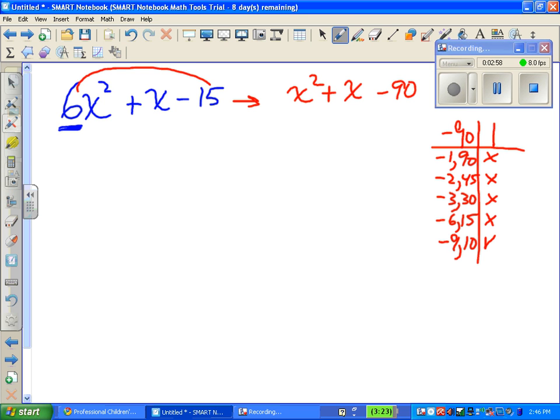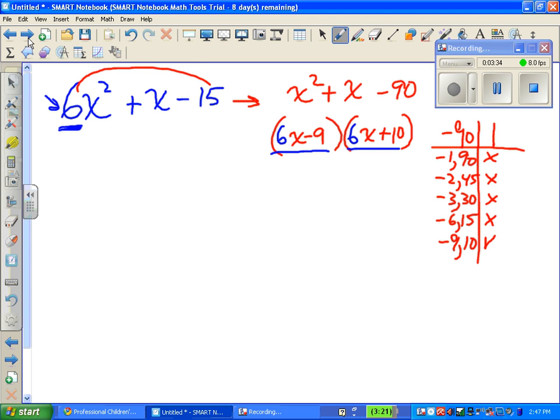So let's put those factors down. I have x minus 9 and x plus 10. But somehow I have to get a 6 back with what I started with. So here's the trick that we use. We put a 6 in here and in here, and then we find a common factor in each binomial, and we throw it away. We divide it out and we throw it away.